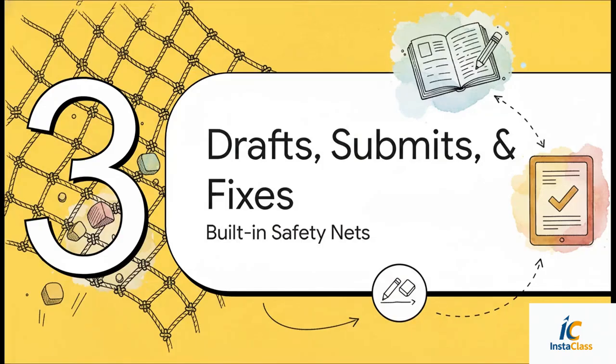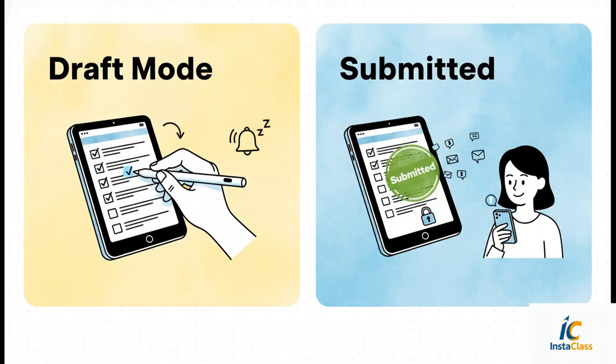Now, let's talk about the built-in safety nets, because we all know that mistakes can happen. The system is actually designed to be really forgiving. So let's look at the difference between a draft and a submitted record, and you'll see how easy it is to make corrections. Okay, so think of draft mode as your workspace. It's totally editable, perfect for when you're double-checking things, and no alerts or notifications are sent out. But submitted, well, that's the final official record. It gets locked in for reporting, and if your school has it turned on, this is the step that triggers notifications to parents about their child's attendance.